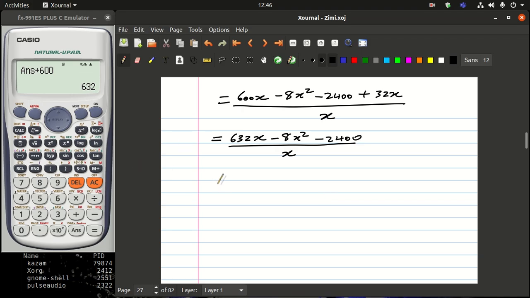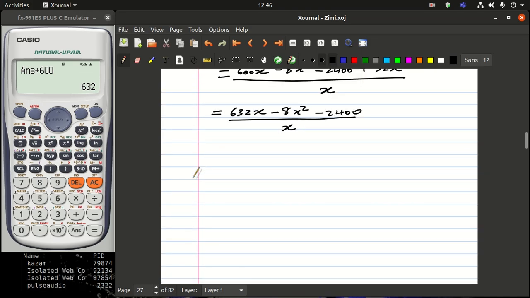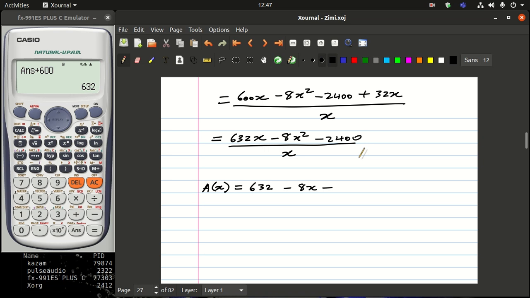So we are having the area as a function of x is the same as 632 minus 8x minus, is it minus or plus? This was minus, those two were positive. Okay. And then we'll actually end up with minus 2400 all over an x.